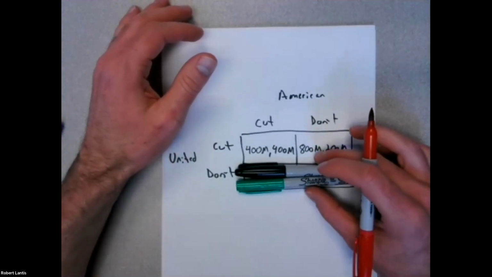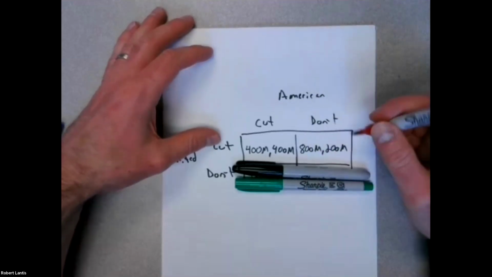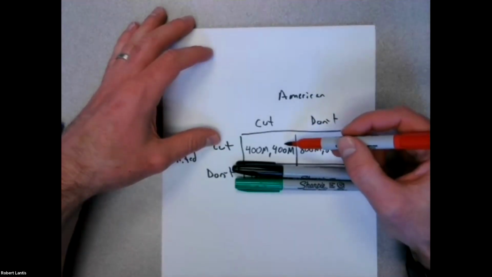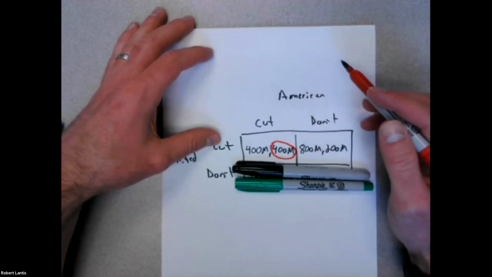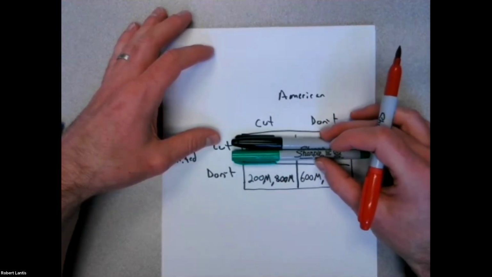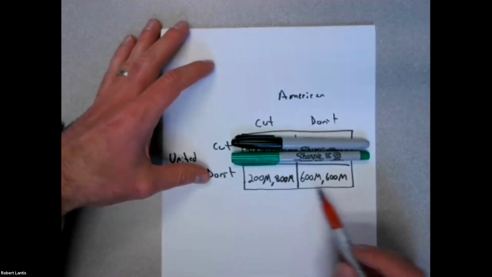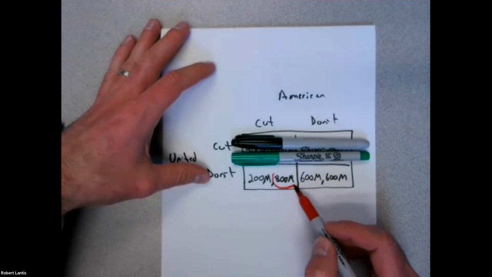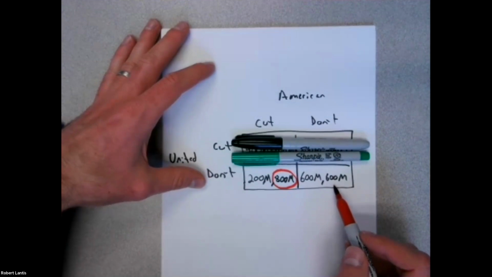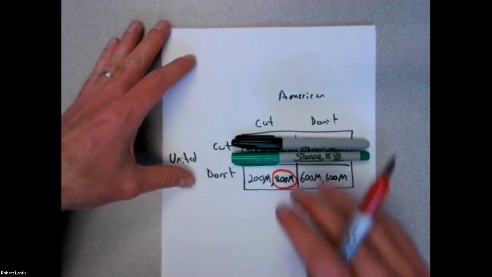So what should American do if United chooses to cut fares? Well, if they cut fares, they get 400 million. If they don't, they get 200. So there's their best response. What if United instead doesn't cut their fares? Well, then what should American do? They should be the one that cuts their fares. Everyone's going to want to fly with them. They can make more money than if they also didn't cut their fares.